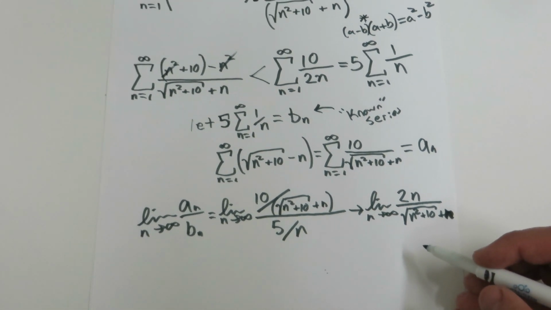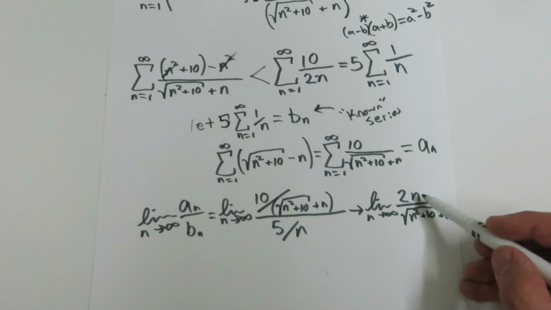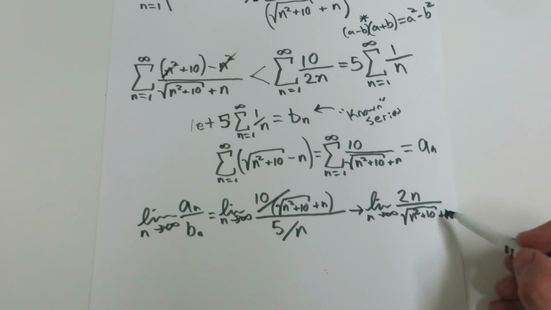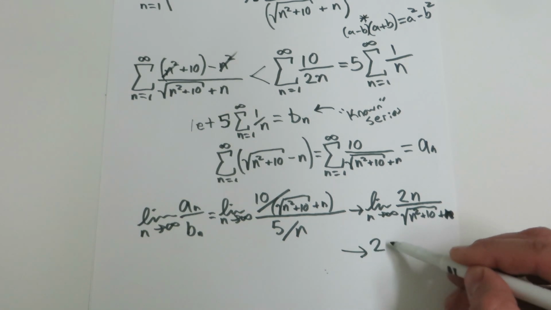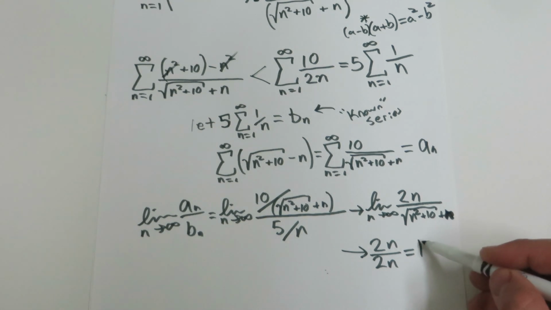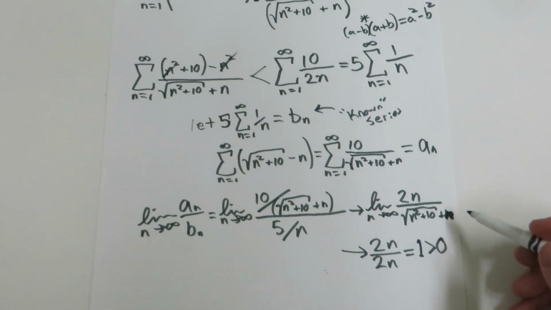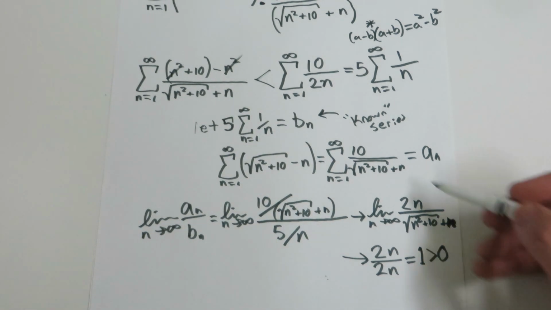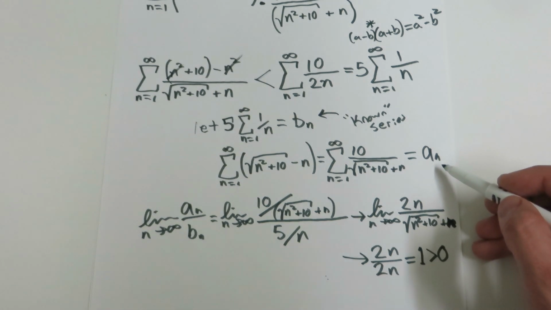Well, as n approaches infinity, this just goes to 2n over n plus n, or 2n. So this just goes to 2n over 2n, which just equals 1. And we have an outcome of 1, which is greater than 0. It's some constant greater than 0. And we also know that b sub n diverges. So therefore, just by our limit comparison test, a sub n also diverges as a series.